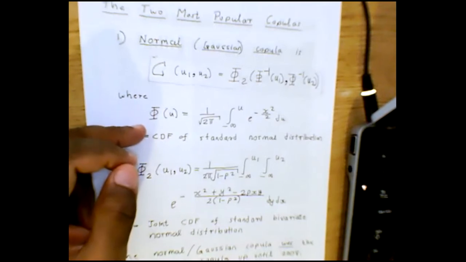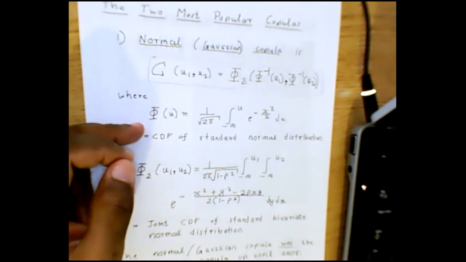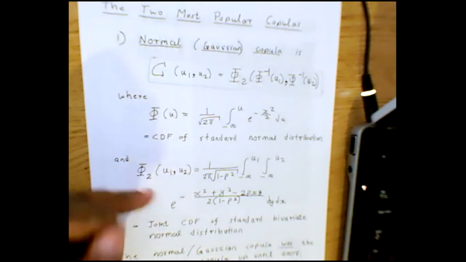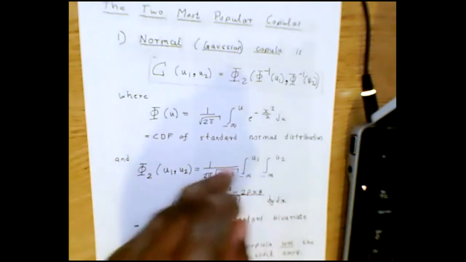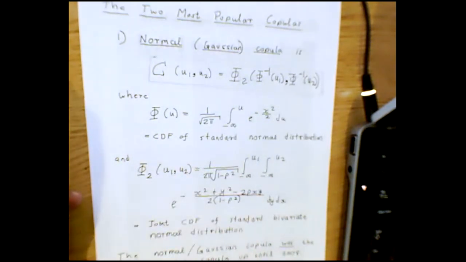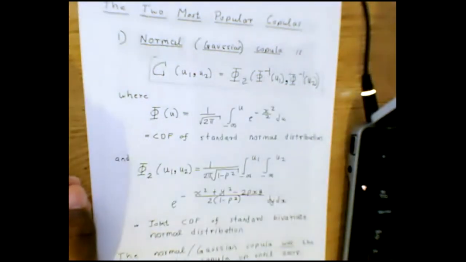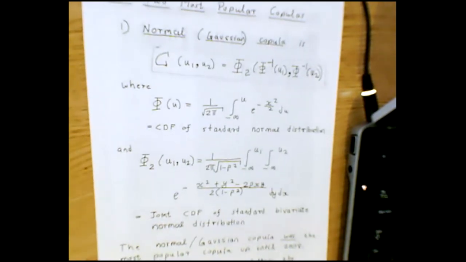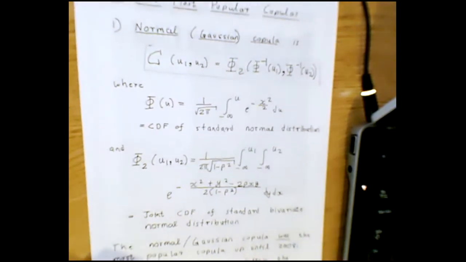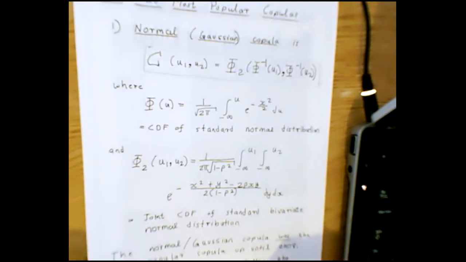So capital phi is the CDF of the standard normal. Capital phi 2 is the joint CDF of the standard bivariate normal, right? So this is the joint CDF of the standard bivariate normal. And this is the normal copula, or the Gaussian copula, all right? And it has been the most popular copula up until 2008.